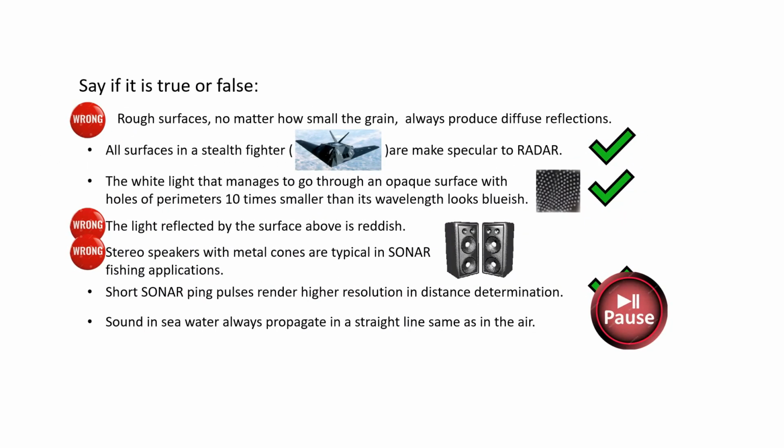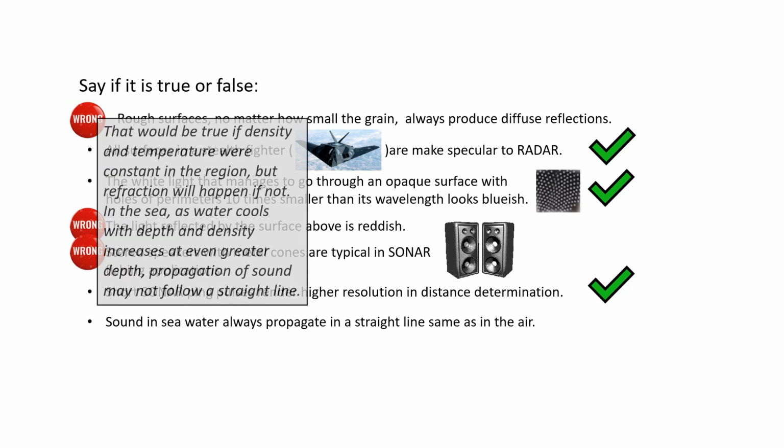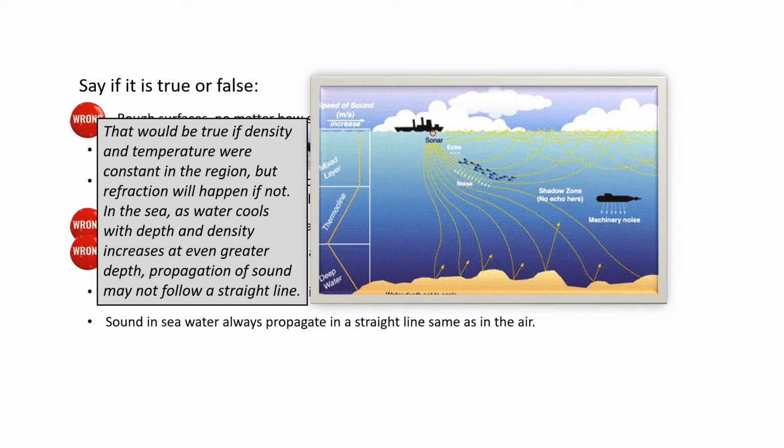Sound in seawater always propagates in straight lines, same as in the air. That would be true if density and temperature were constant in the region, but refraction will happen if not. In the sea, as water cools with depth, and density increases even at greater depth, propagation of sound may not follow a straight line.